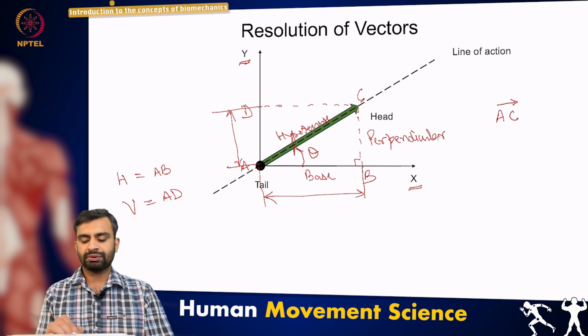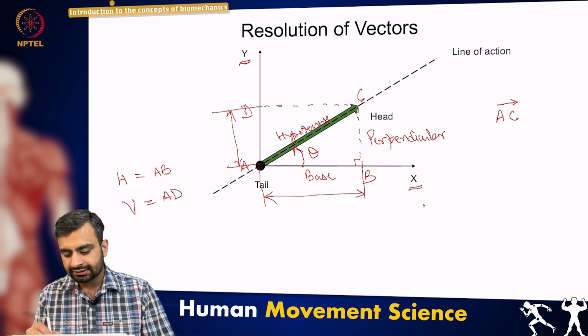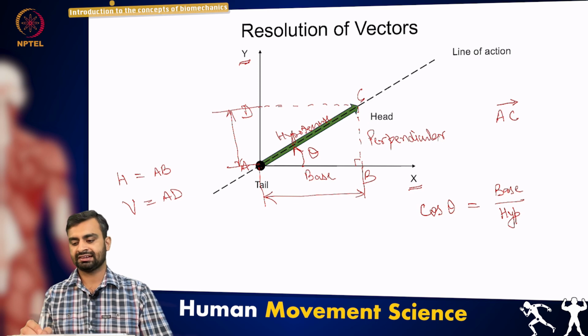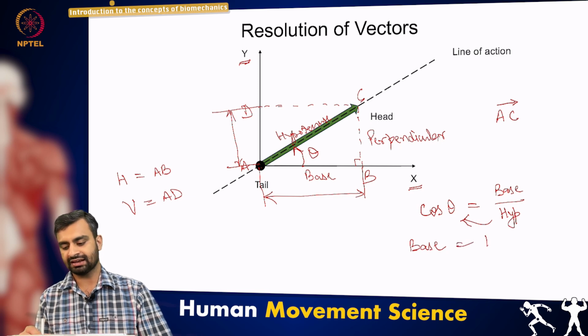Based upon that, the base will be, we know cos theta is equal to base upon hypotenuse. So the base would become, we move the hypotenuse over here, hypotenuse times cos theta.